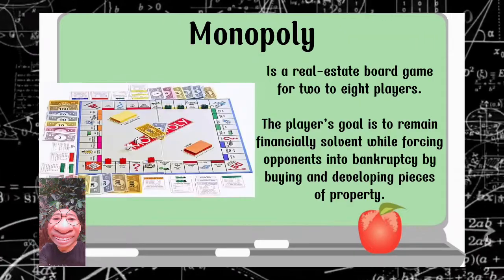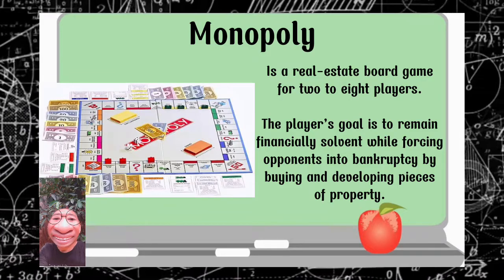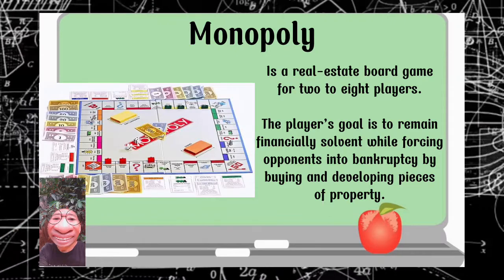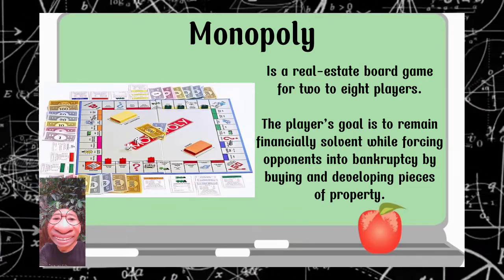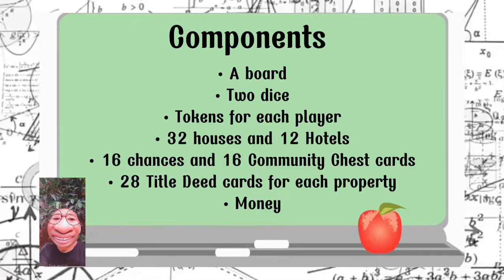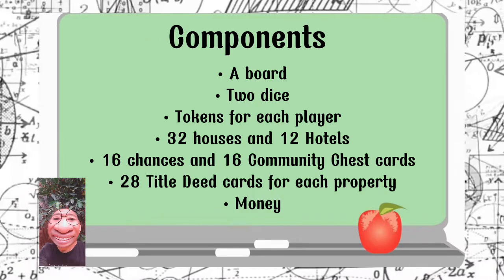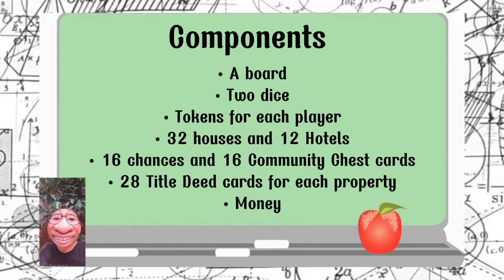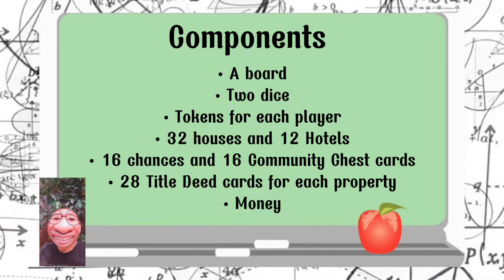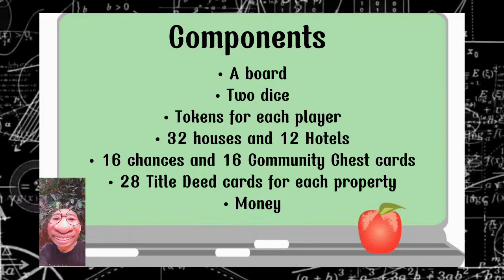Monopoly. Monopoly is a real estate board game for 2 to 8 players. The player's goal is to remain financially solvent while forcing opponents into bankruptcy by buying and developing pieces of property. Components. A board, 2 dice, tokens for each player, 32 houses and 12 hotels, 16 Chance and 16 Community Chest cards, 28 title deed cards for each property, and money.